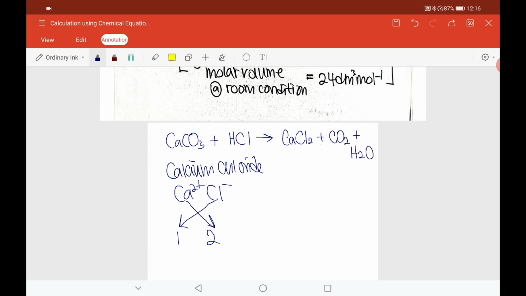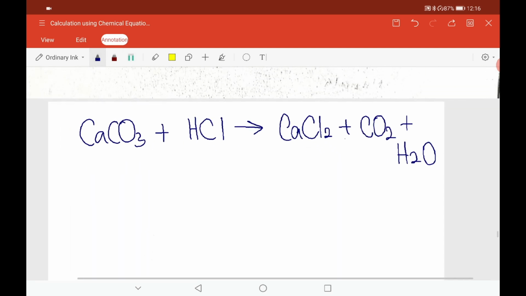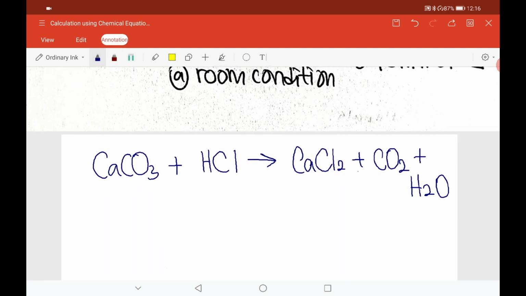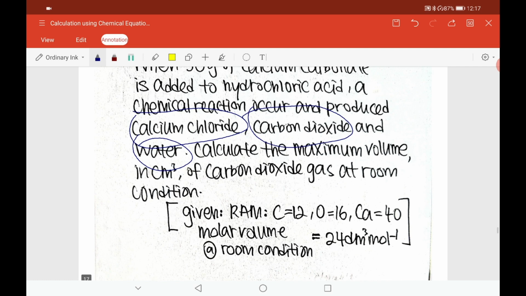So after you have the chemical equation, you must balance it. Use the steps that we learned before to balance it. I will do it faster now. I just put a 2 here to balance it. Make sure you know how to balance the equation. So now this is what we have.